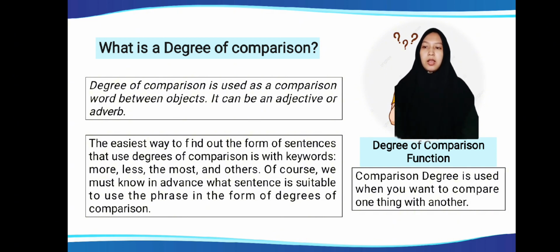The easiest way to find out the form of sentences that use degree of comparison is with keywords more, less, the most, and others. Of course, we must know in advance what sentences are suitable to use the phrase in the form of degree of comparison. Degree of comparison function. Comparison degree is used when you want to compare one thing with another.